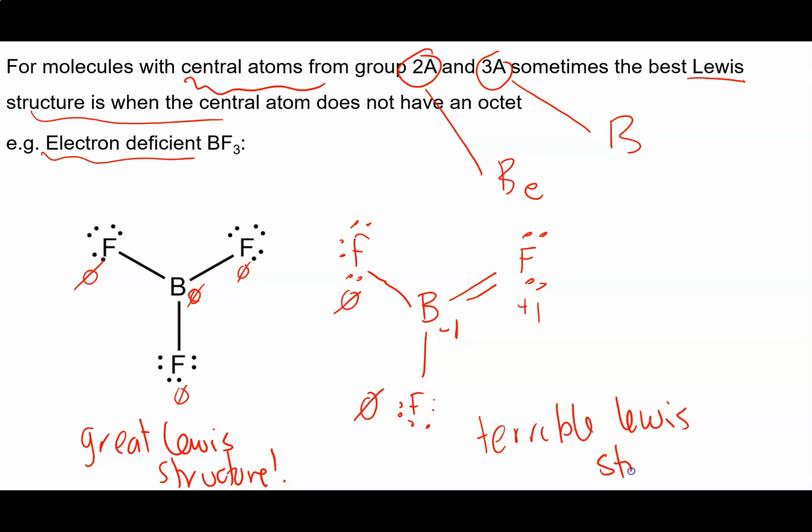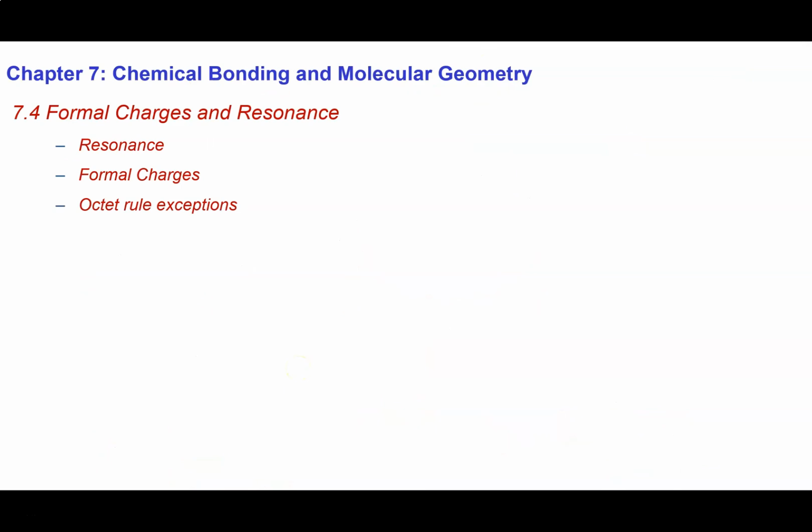So this is an example of an electron deficient molecule, which is our third class of octet rule exception. When we want to be on the lookout for electron deficient molecules is when our central atom is from either group 2A or 3A. And so that concludes section 7.4, which is concerned with formal charges and resonance. It's a big extension of what we had previously looked at with respect to drawing Lewis structures and understanding bonding.